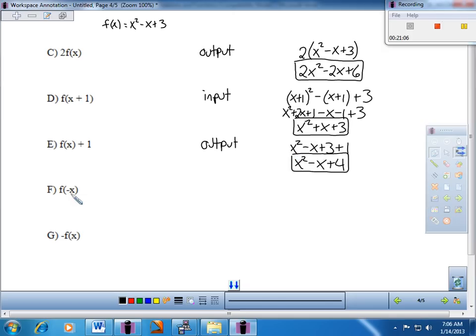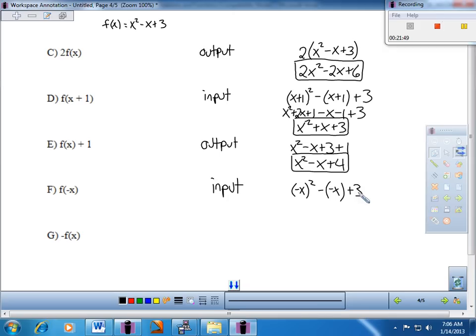So f of negative x right there, negative 1x, I guess, looks to me like an input change. It was x, now it's a negative 1x. And so let's go ahead and put that piece in place. How do I work with input changes? Very simply, if that is my input, just be careful on this one. I square the input, so I square negative 1x. I subtract the input, so I subtract negative 1x, and then I add 3.